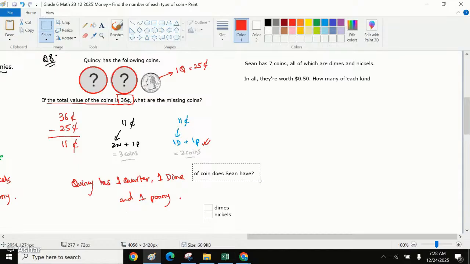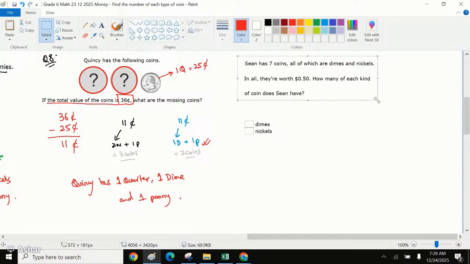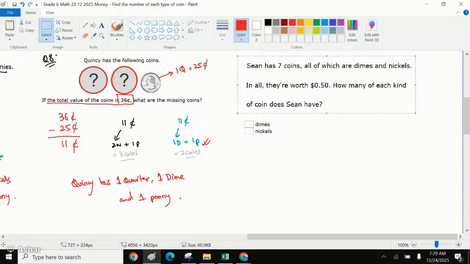Okay, and the dimes and nickels over here. The question says Sean has 7 coins, this was question number 9, all of which are dimes and nickels. He cannot have anything other than dimes and nickels. 7 coins which are dimes and nickels. In all, they're worth 50 cents. That is half a dollar. How many of each coin does Sean have?